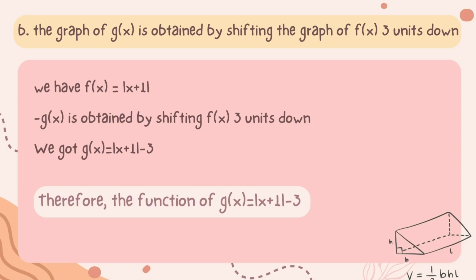Here in exercise B, the graph of g of x is obtained by shifting the graph of f of x 3 units down. We have the original function, f of x equal to the absolute value of x plus 1. By shifting f of x 3 units down, we need to subtract 3 from the original function, which means that g of x is equal to the absolute value of x plus 1, minus 3.